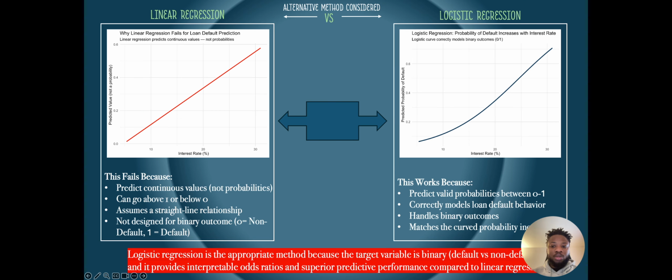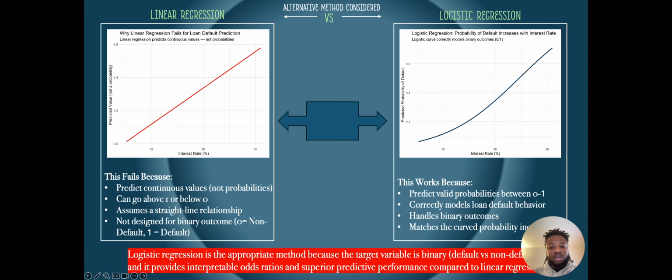To select the right modeling approach, I compared linear regression and logistic regression. The graph to the left shows linear regression fails because it predicts continuous values and not probabilities, and can go below 0 or above 1. This makes it incompatible with a binary outcome like loan default.